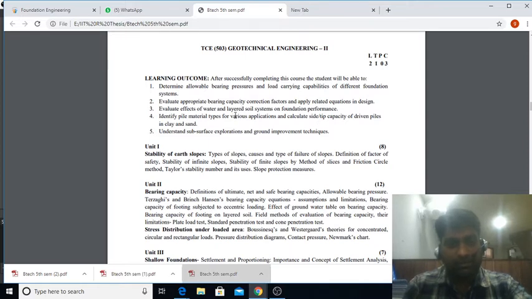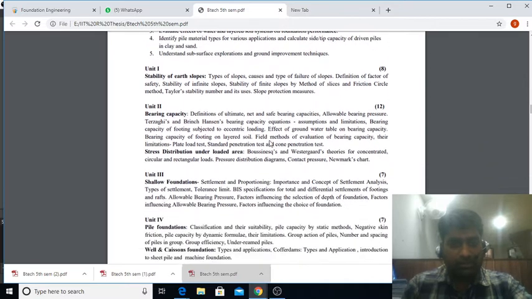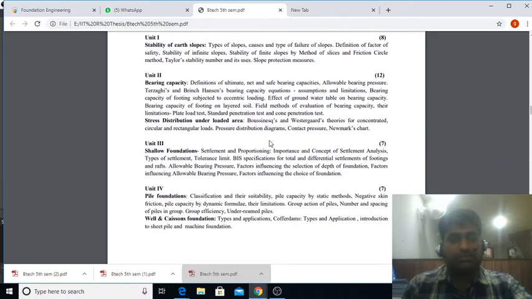of footings. Evaluate the effect of water table and layered soil system on foundation and its performance, foundation performance on layered soil. Identify pile material types of various field application and calculate side tip capacity of driven piles in clay and sand, and understand the subsurface exploration and ground improvement techniques being applied in fields. So basically this subject is very much applicable in field.